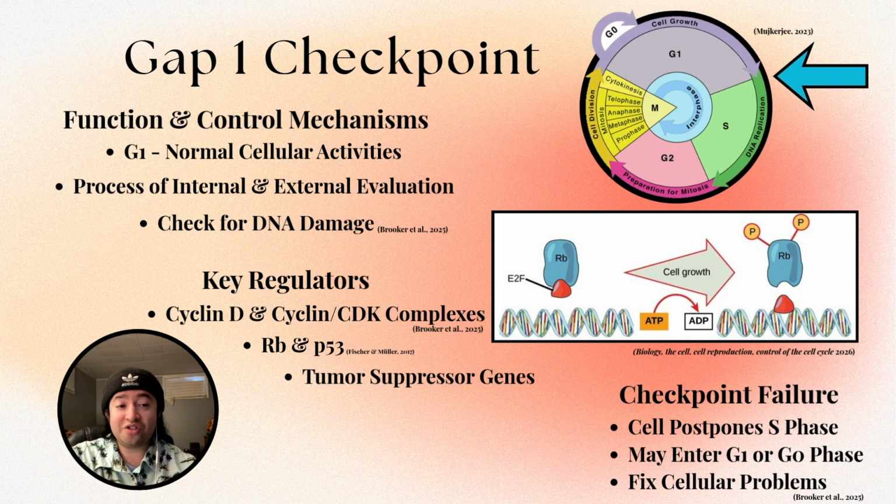The cell will also check for DNA damage before replication, which is very key so that no mutated DNA or other problems are replicated in future generations. If everything looks good, the cell will enter the S phase and commit to dividing. The cell is regulated by a few different mechanisms that help facilitate cellular growth and progression into the S phase.